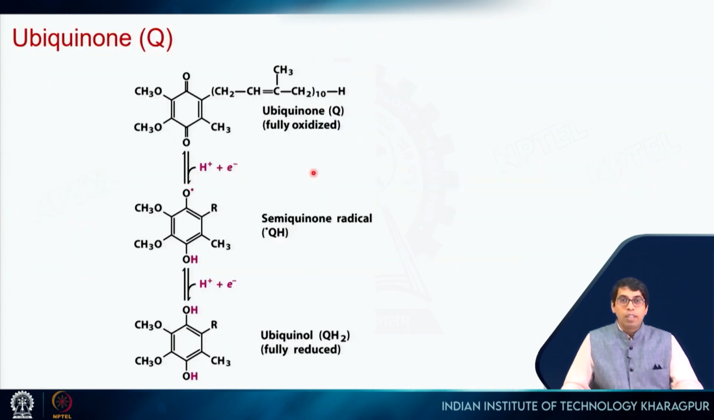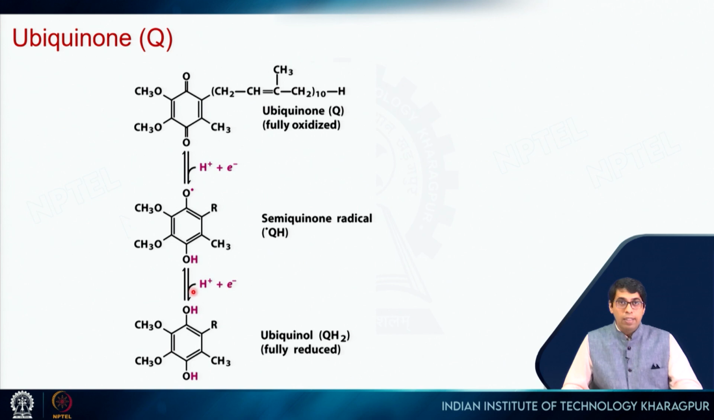So, this is the detailed structure of ubiquinone. You can see 2 keto groups here. When it takes up 1 electron, it forms this semiquinone radical. If you put an electron here and push the arrows, this will form O dot and this will become OH.